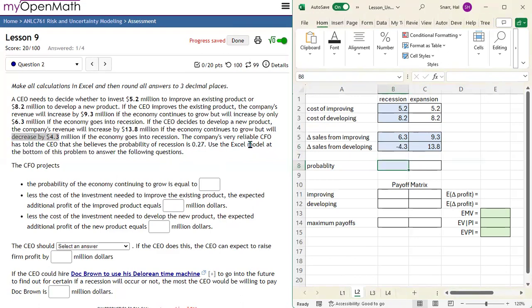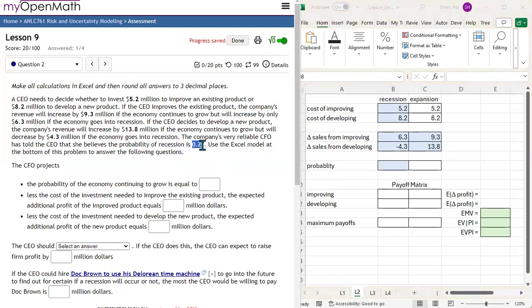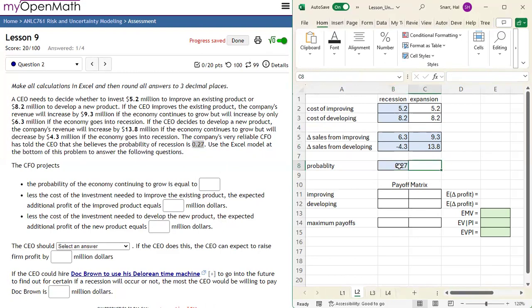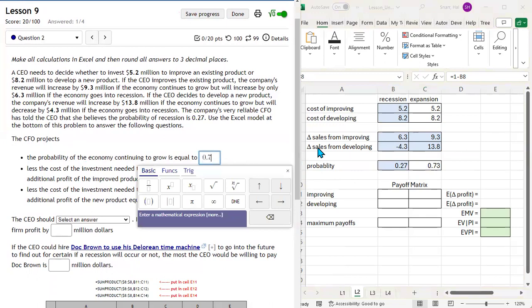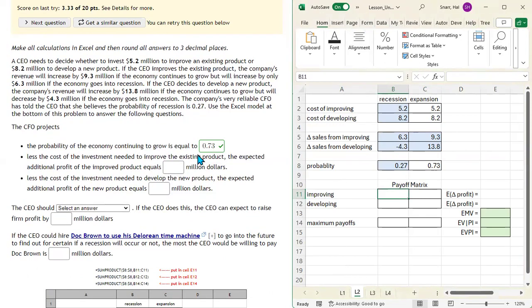Now, according to the company's CFO, she believes the probability of recession is 0.27. If that's true, then continued expansion must be 1 minus that probability. So the CFO projects what? The probability of the economy continuing to grow is 0.73. To find the answers to the remaining questions, we need to calculate first the payoff matrix.